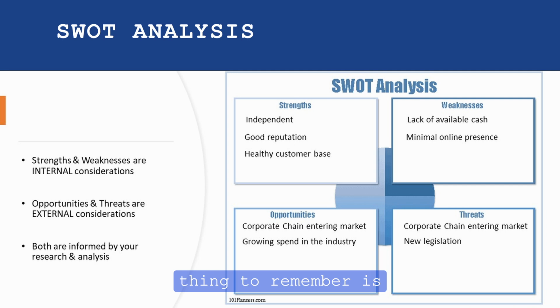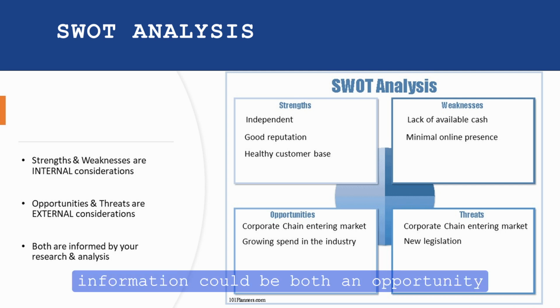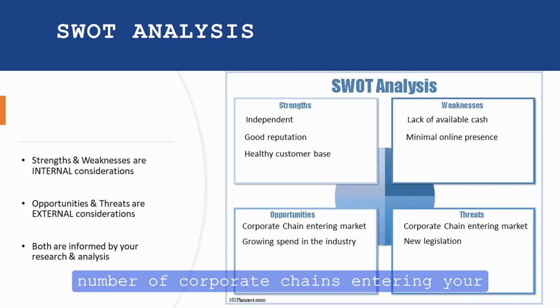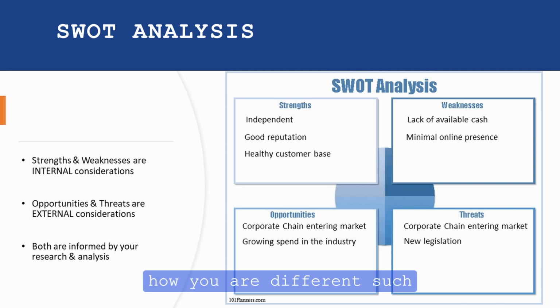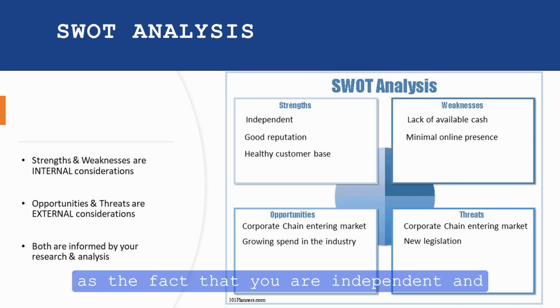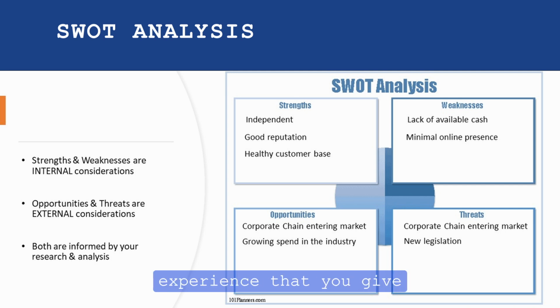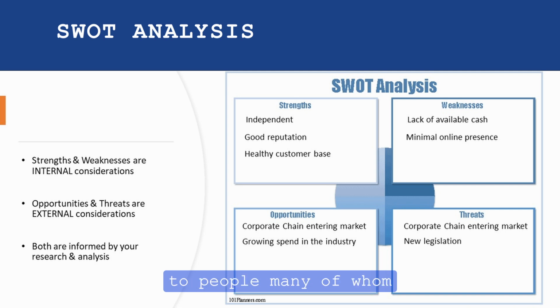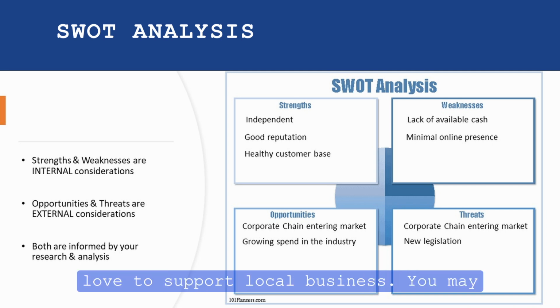And an important thing to remember is that any particular piece of information could be both an opportunity and a threat. For example, if there's a growing number of corporate chains entering your industry, then that, of course, is a threat, as they can beat you on price, economies of scale, and marketing budget. But it could also be an opportunity, as you'll be very clear on how they operate and how you are different, such as the fact that you are independent and the different type of experience that you give to your customers. And this is something you can perhaps market to people, many of whom love to support local business.